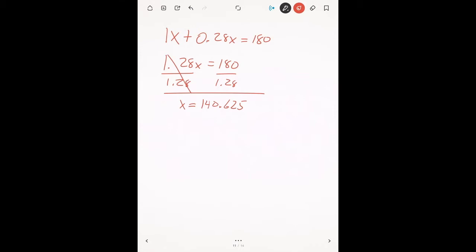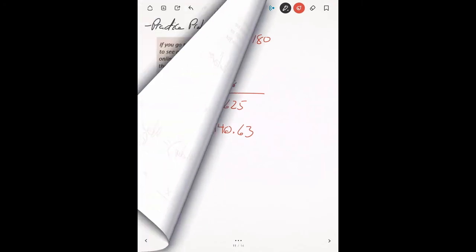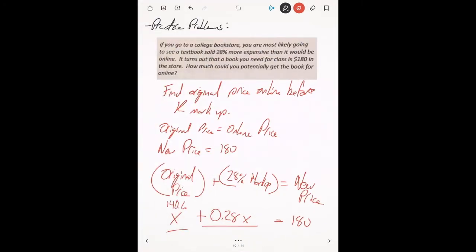Now, I know that that's not really a price, so let's round up to the nearest cent. X, the price online, is going to be $140.63. That was the original price, the $140.63. So we take that original price, we figure out what is 28% of that, and that is how we get to the $180. So we take the original price and we take the percentage of that and add it on. That's how a markup works. It has to be on the original price.